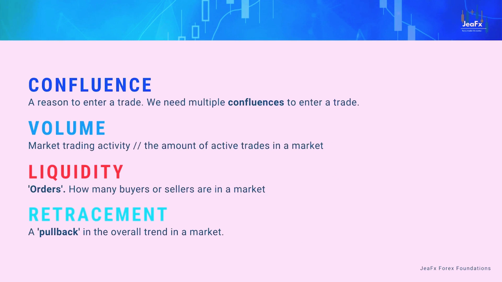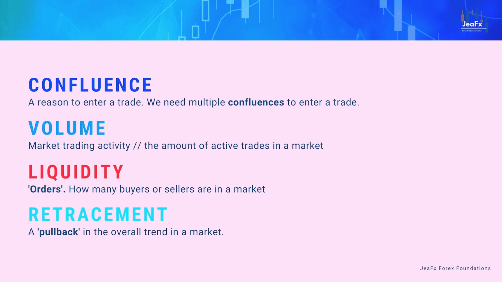Confluences, which refers to a reason to enter a trade. Okay, so for example, we need multiple confluences to enter a trade. Volume and volatility, which refers to the amount of trading activity in a market, the amount of active traders who are there to buy and sell.